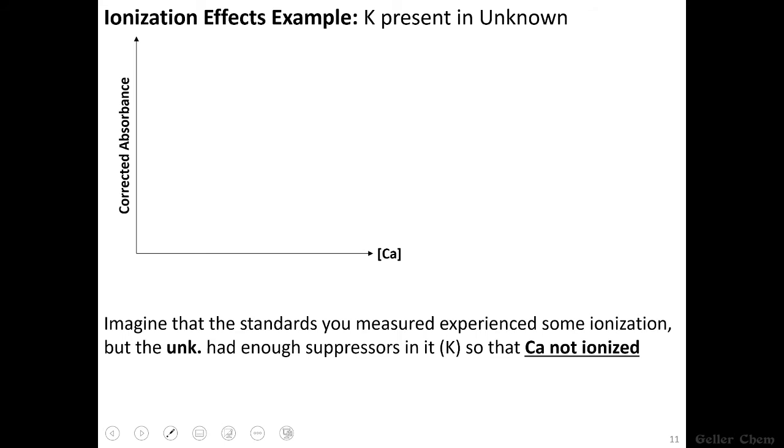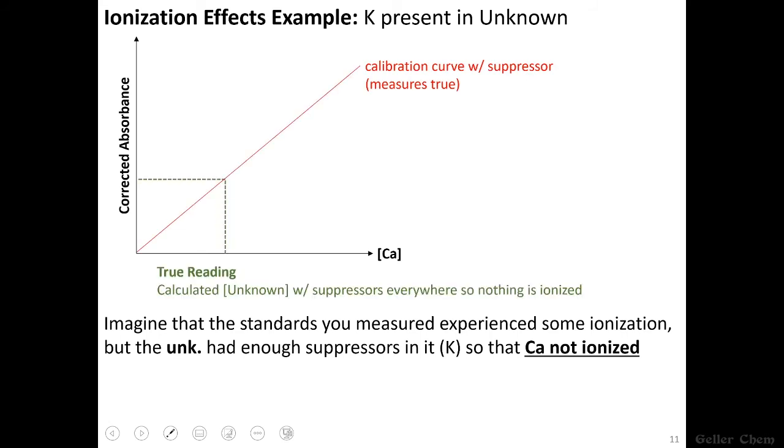Well, this is where those three questions from earlier come into play. But the first thing I always like to do for this type of problem is just draw a representation of the analysis going correctly. So this red line right here represents the calibration curve measuring true. In other words, all of our standards actually had a suppressor in them, and so ionization did not occur. And this represents our unknown measuring true and being plugged in and getting the correct concentration. So this is our reference point, and now we're going to see how we deviate from what should have happened.